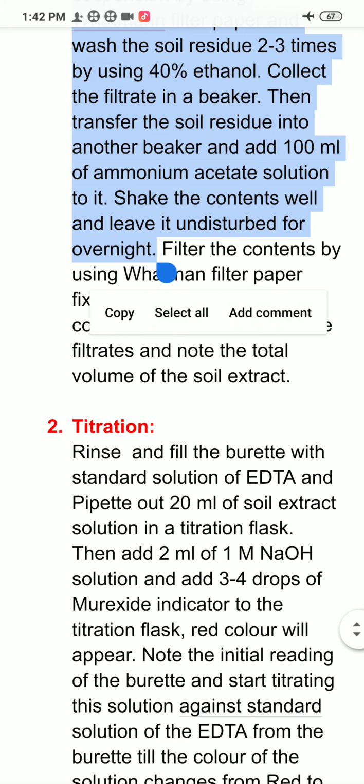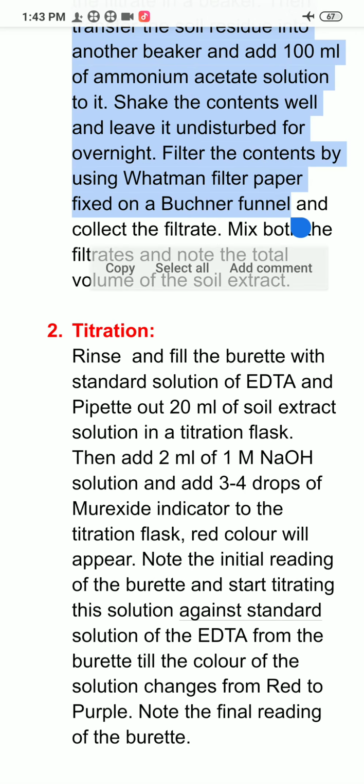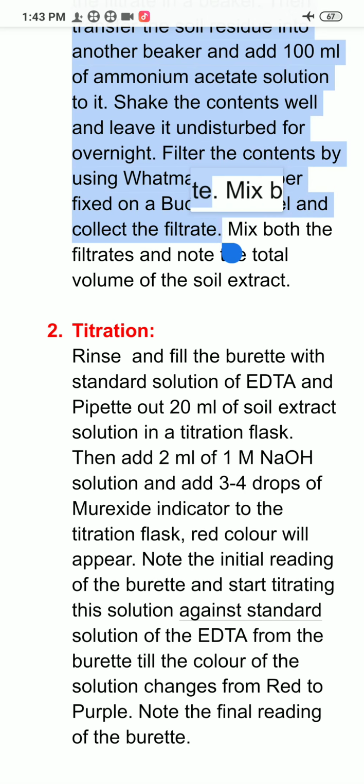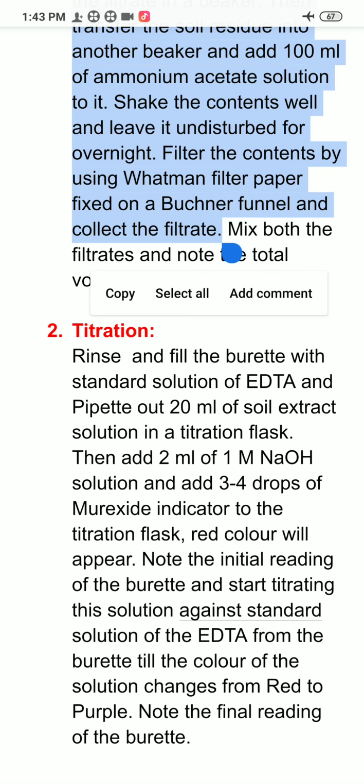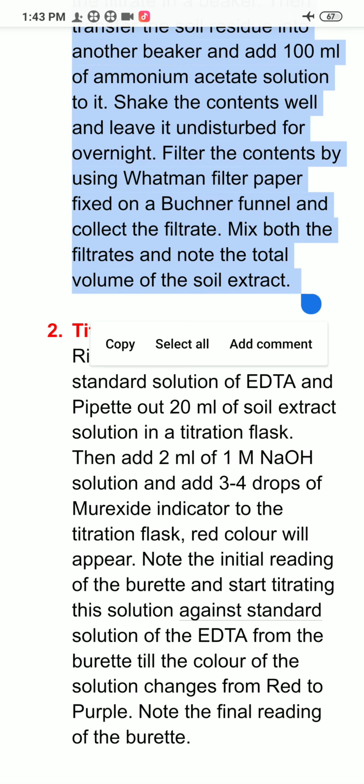Then after keeping it overnight, filter the contents by using Whatman filter paper fixed on a Buchner funnel and collect the filtrate. So now I am having two types of filtrate, one which I obtained by dissolving the soil in 40% ethanol, and second obtained after treatment with ammonium acetate. Then we will mix both the filtrates and note the total volume of the extract.